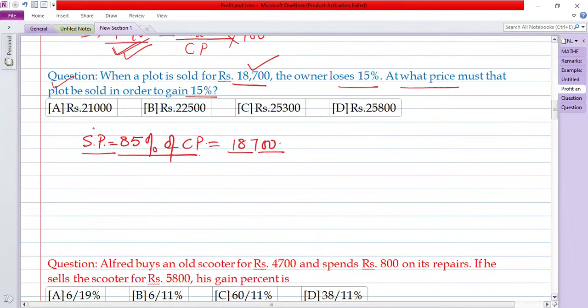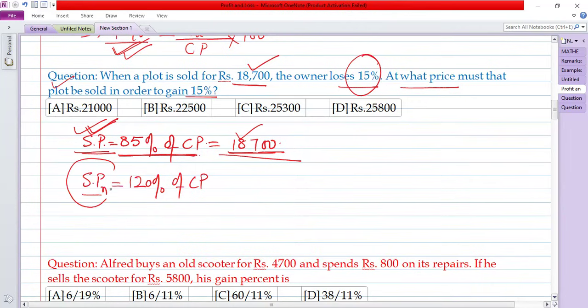18,700. So this is that selling price for which there is a loss of 15%, which means obviously this selling price will be 85% of the cost price. And obviously what we need, the new selling price, SP new, the required selling price, must be the 120% of the cost price.